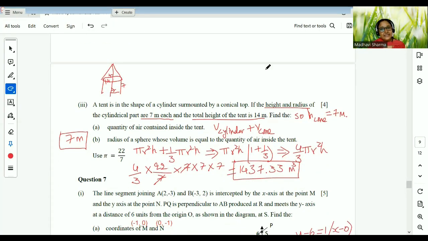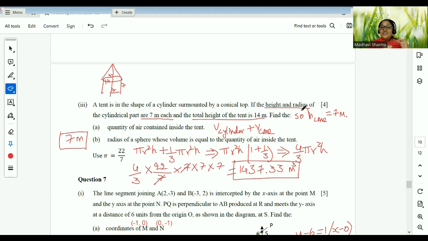Okay. This is a little tricky, children. Just be with me. A tent is in the shape of a cylinder. I have drawn it here. I have not drawn the bottom part, it's the ground. A tent is in the shape of a cylinder surmounted by a conical top, a typical circus tent.